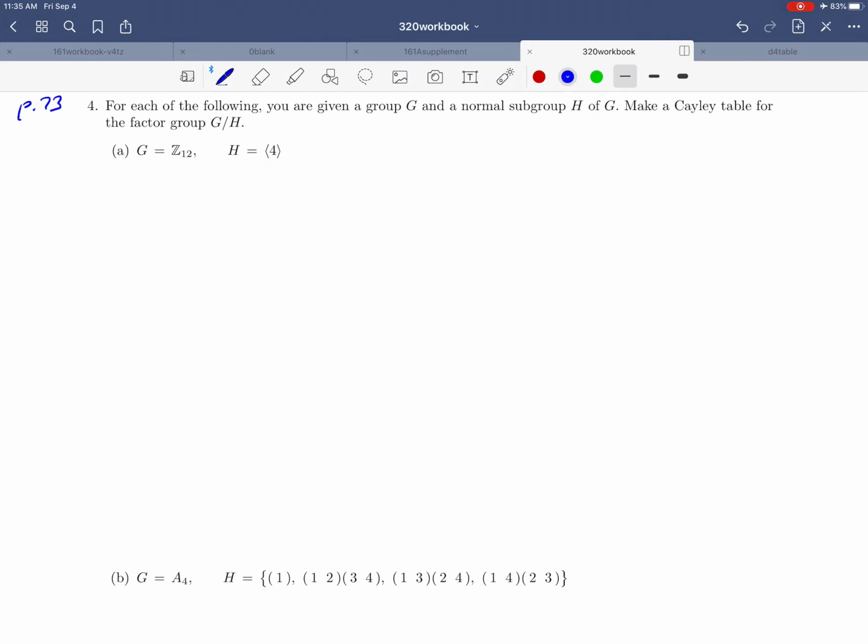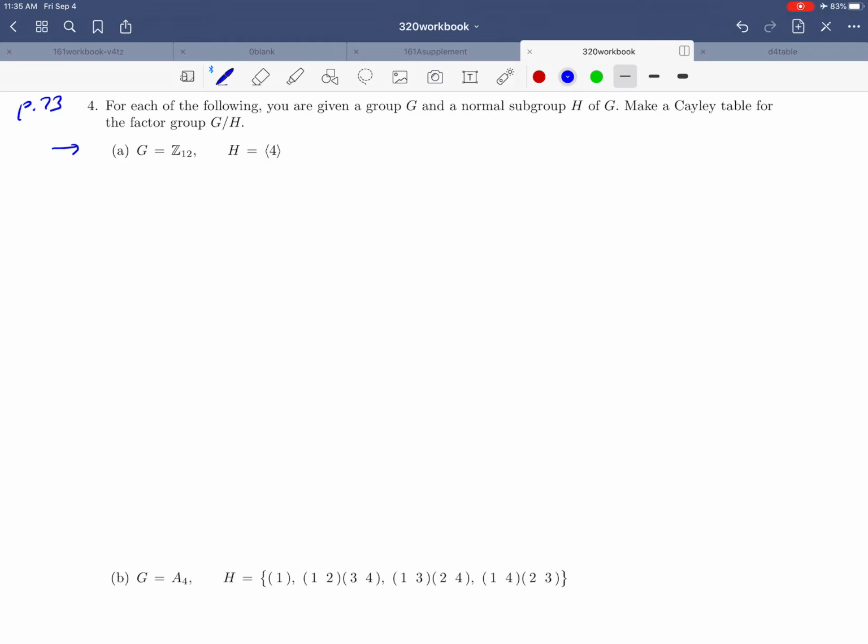For each of the following you are given a group G and a normal subgroup H of G. They're telling us that the subgroup is normal. We don't have to check that. And then they'd like us to make a Cayley table for the factor group G mod H. Okay, so let's look at part A here.